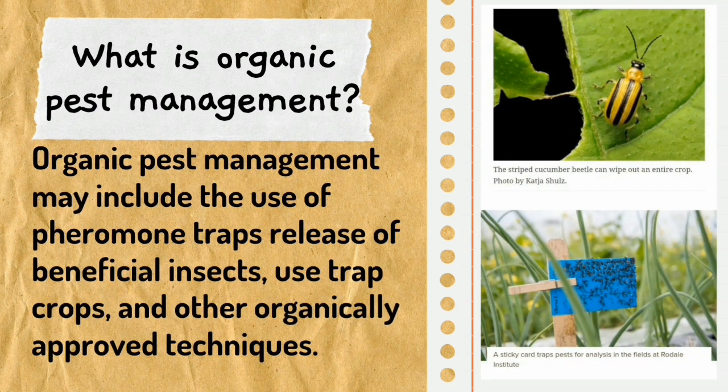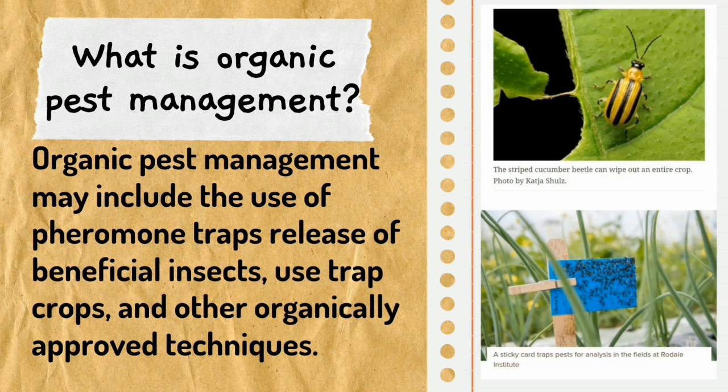What is organic pest management? Organic pest management may include the use of pheromone traps, release of beneficial insects, use of trap crops, and other organically approved techniques. Bugs and insects are a given on any farm. Some bugs are beneficial, they prey on the bad bugs and provide valuable pollination, but other insects pose a threat. Pests can damage the appearance of fruits and vegetables, making those products difficult or impossible to sell. Even worse, some pest damage can kill a crop outright.